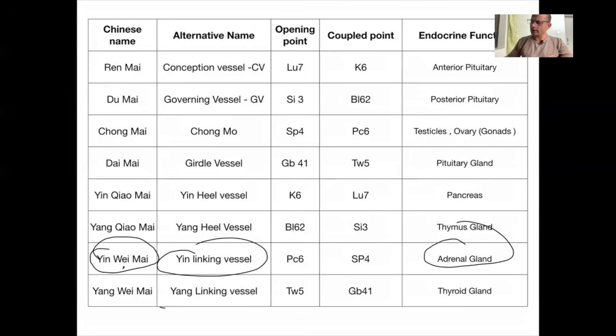Okay, so let's talk about the adrenal gland. You want to activate the adrenal gland, the master point will be pericardium 6 with the couple point spleen 4. So focus on the pericardium 6 first. आप adrenal gland को activate करना चाहते हैं, आप adrenal gland को stimulate करना चाहते हैं, आप adrenal gland के हार्मोन बढ़ाना चाहते हैं. You want to stimulate the adrenal gland, the master point will be pericardium 6.